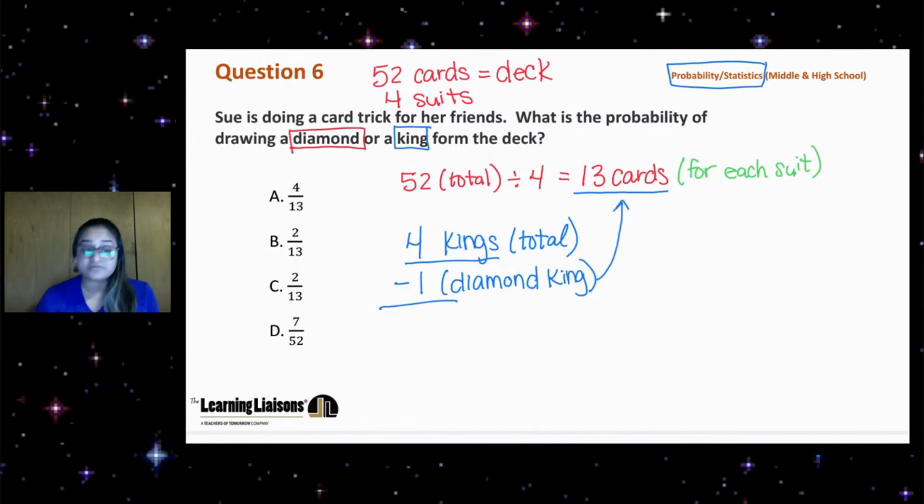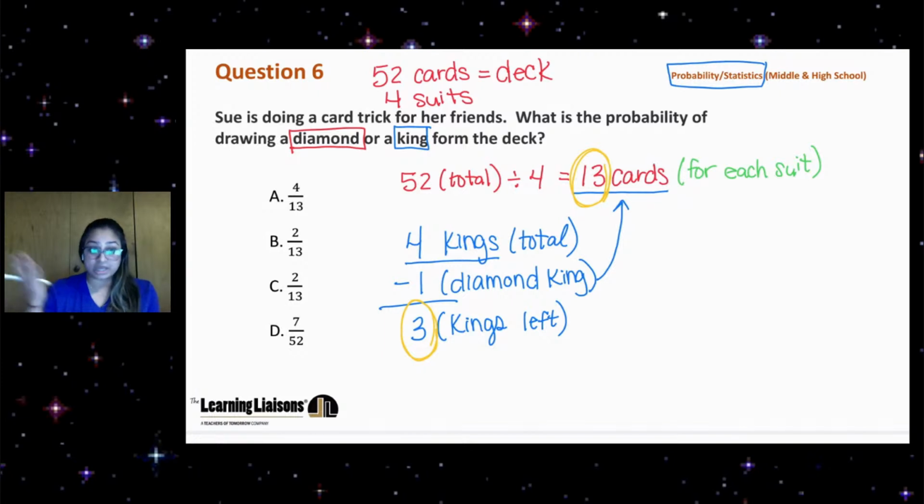So instead of 13 and 4, we have 13 and 3. So these 2 numbers are very important to us. We have 13 and we have 3. So what do I need to do? I need to make a fraction. How do I know that? I looked at my answer choices. All of my answer choices are in fractions, so I'm going to make a fraction and I'm going to figure this out.